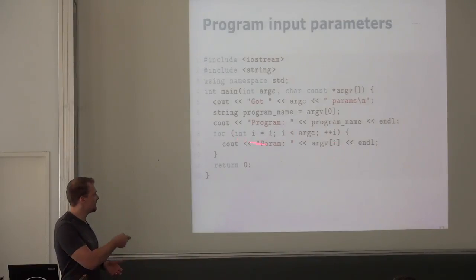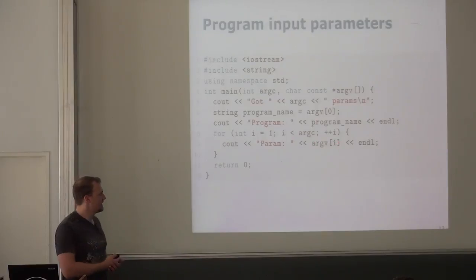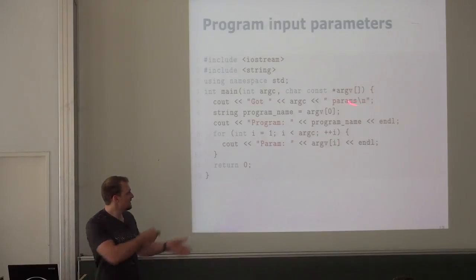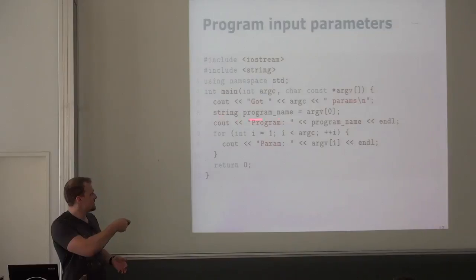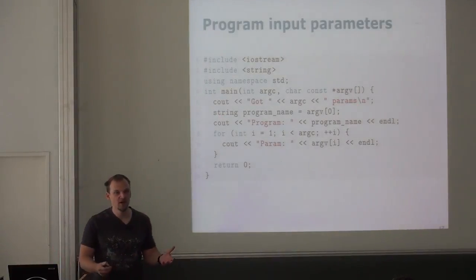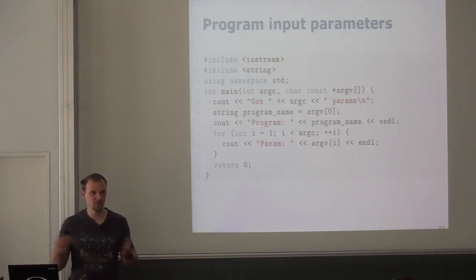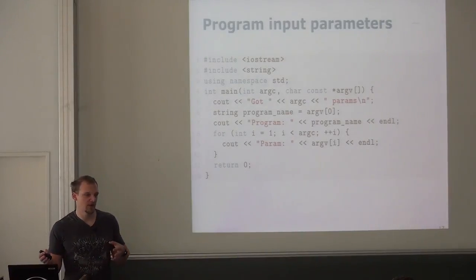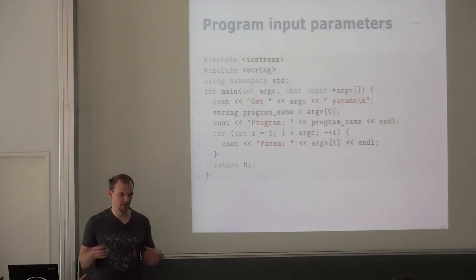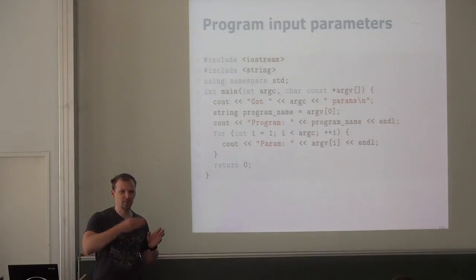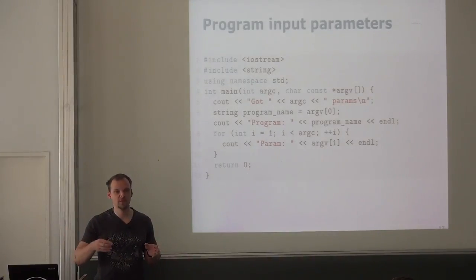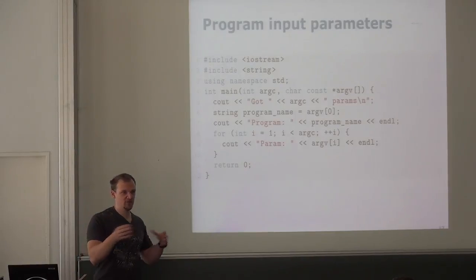You can iterate over argc until you have gone through all of them, and you can output argv. You can also convert it to a string, just like here. So you can say string program name is argv[0], and that's the way you can work with those. It's useful if you want to pass something into your program. There are more advanced techniques that we will not cover here, where you can actually parse all those arguments.